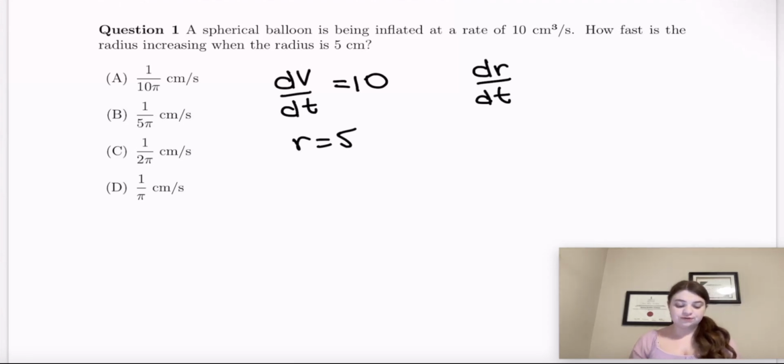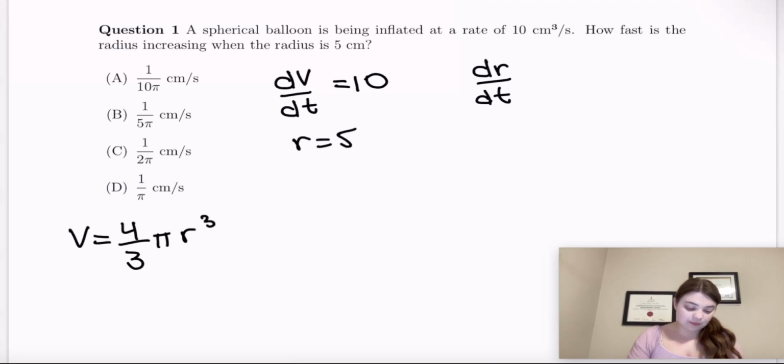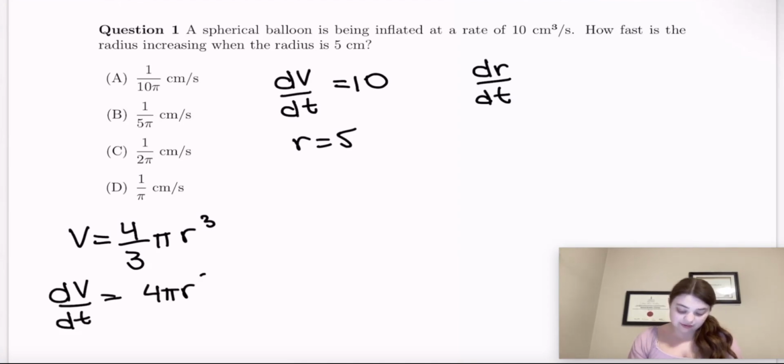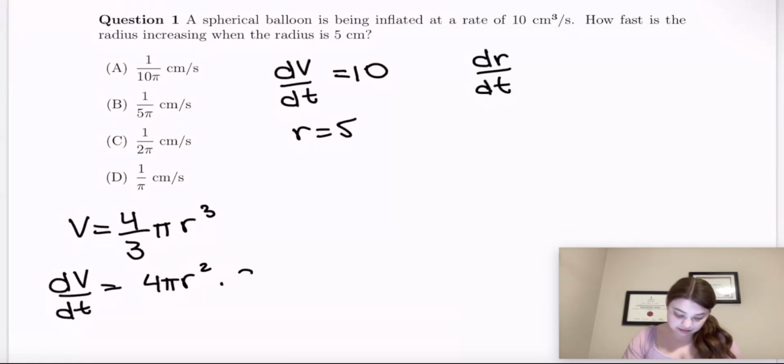Well, we first need to use the volume formula for a sphere. So as a reminder, the volume of a sphere is 4/3 pi r cubed. And then we're going to differentiate it with respect to time. So dV/dt is equal to 4 pi r squared, right? Because that's our derivative, and then times dr/dt, like that.